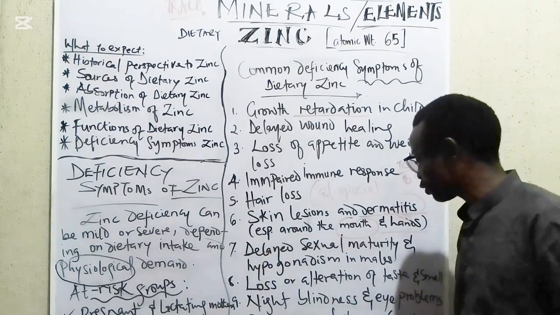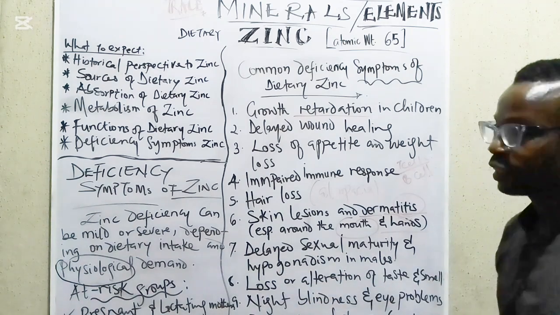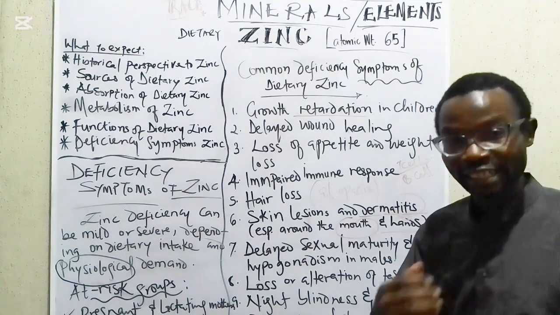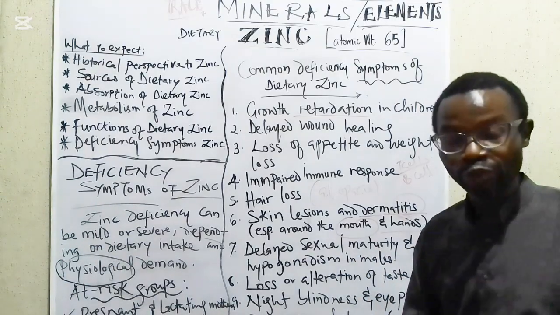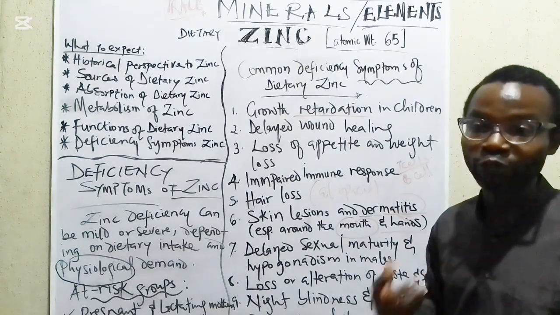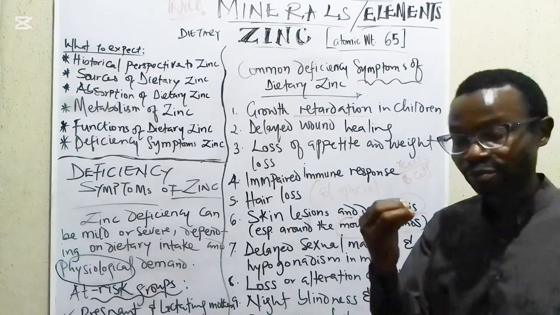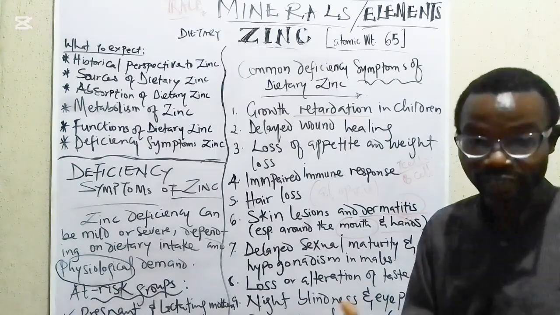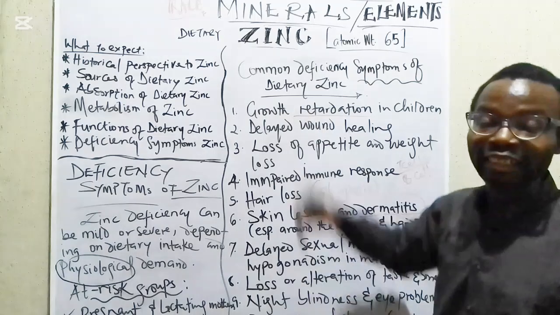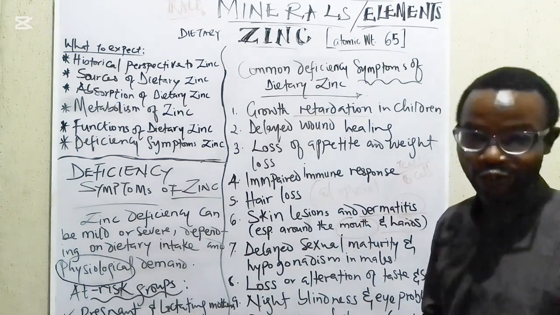Number 7 is delayed sexual maturity and hypogonadism in male. Now in the last video, I talked about the importance of zinc in the production of testosterone, which is the male secondary hormone, very important in developing the male secondary organs and secondary features, including production of semen and sperm cells. So when there is a deficiency in zinc, it affects production of sperm cells. The sperm cells are seriously compromised.